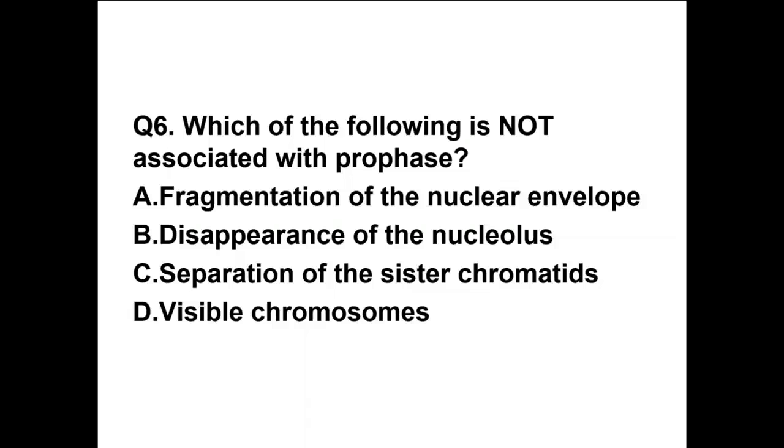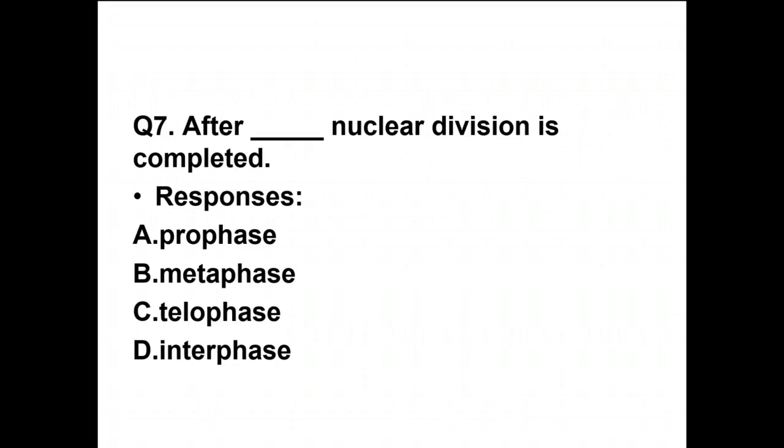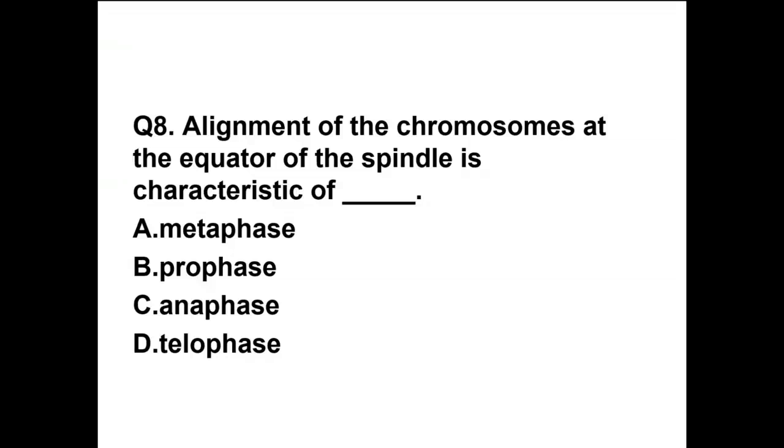Let's review. Question 6. Which of the following is not associated with prophase? Choose the correct answer. After blank, nuclear division is completed. Choose the correct answer. Question 8. Alignment of the chromosomes at the equator of the spindle is characteristic of. Choose the correct answer.